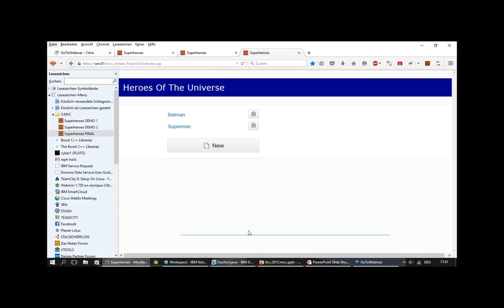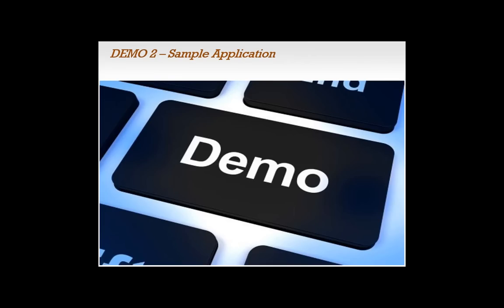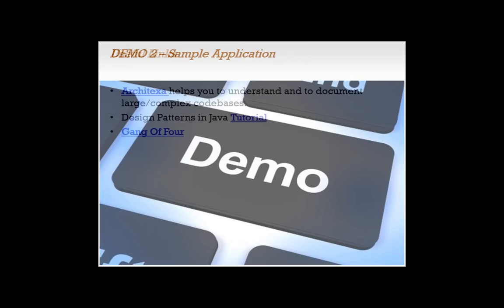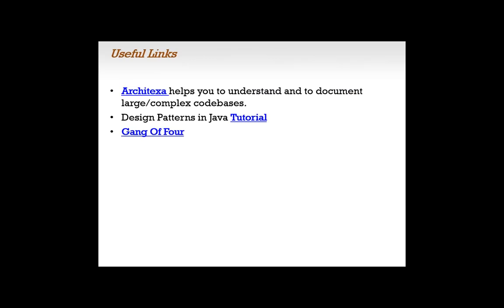You see how easy it is to make a change to the underlying data store when you use such a model, when you have structured code. I think this is almost all. As I said, architecture helps you to understand and to document large and complex code bases. There's also a link to design patterns in Java tutorial and a little bit about the Gang of Four.